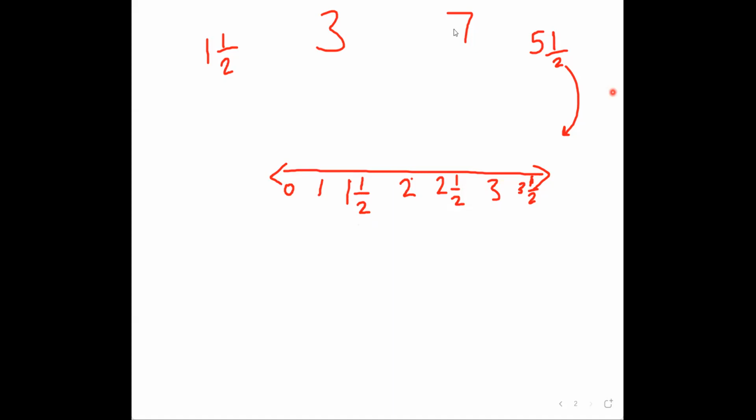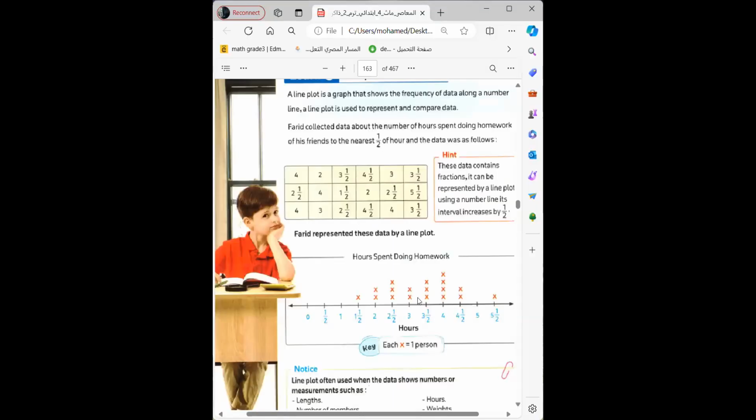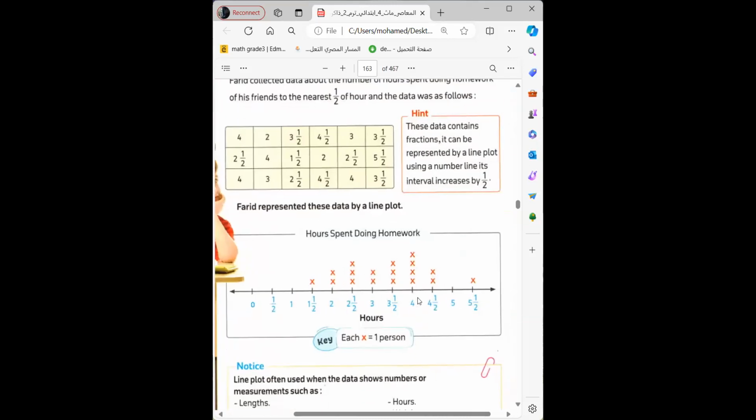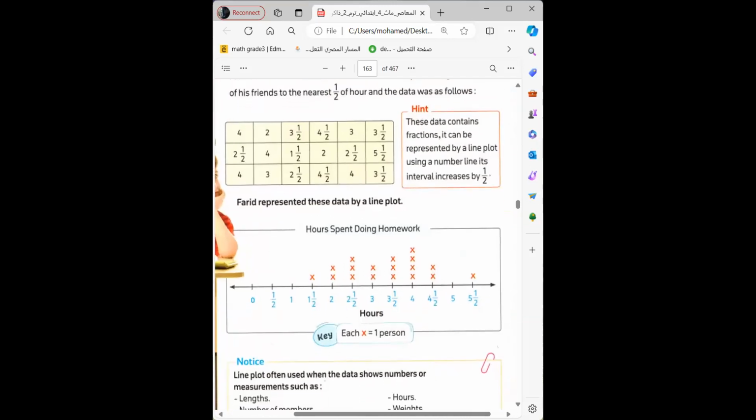Look at here. Look at this question. Look at my table. I have some fractions here. I have whole numbers and I have fractions like 3 and 1/2, 4 and 1/2, 5 and 1/2. How do I put them in the number line? Yeah, I just add them: 0, 1/2, 1, 1 and 1/2, 2, 2 and 1/2, 3, 3 and 1/2, 4, 4 and 1/2, 5, 5 and 1/2. And I do the same always and always again.